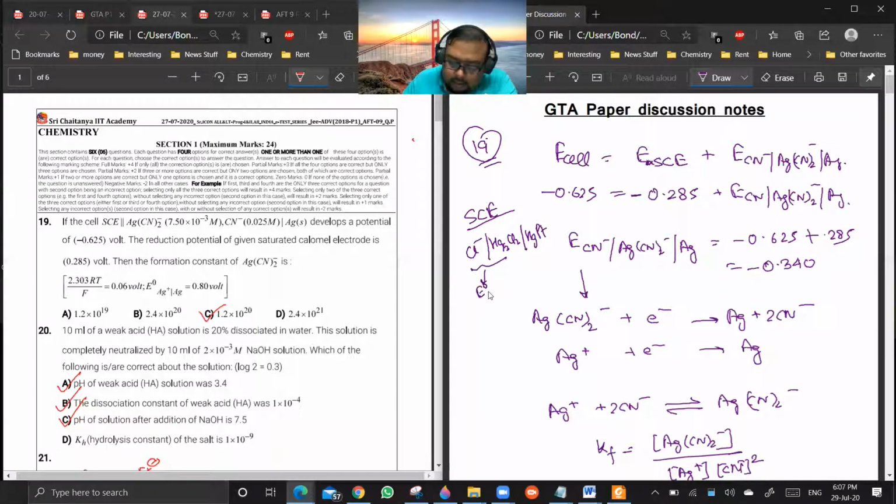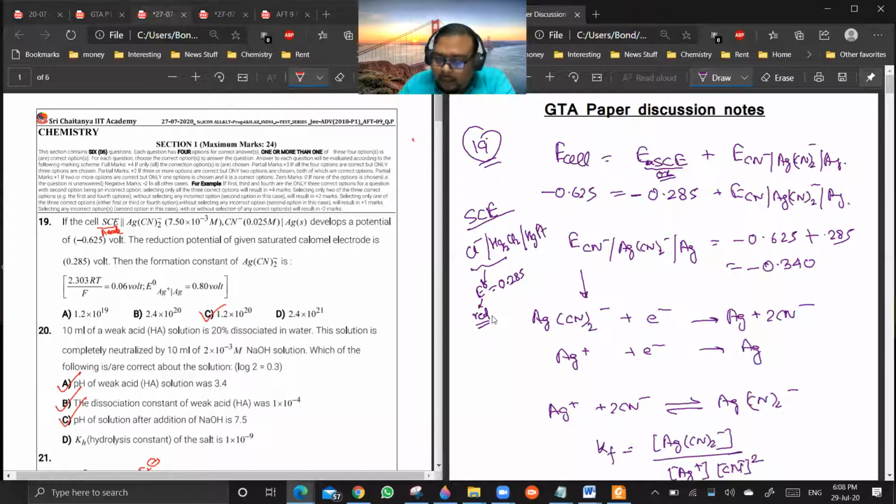E naught is given to be how much? 0.285. Saturated. So we are using the saturated calomel electrode here, and this is my anode. If you are using it as anode, then we have to use the oxidation potential. This is given to be the reduction potential. Are you getting my point? Yes, no?